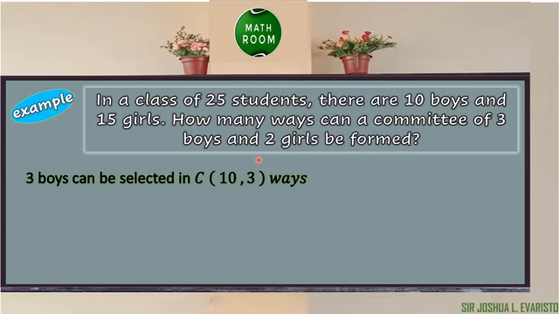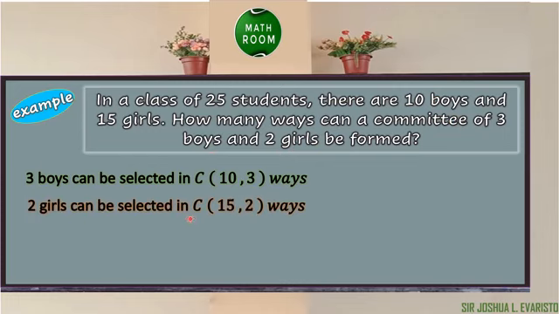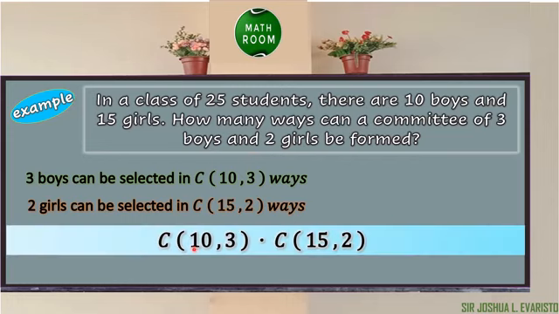So, 3 boys can be selected in combination of 10, 3 ways, since we have 10 boys and we're going to select 3 boys. Next, 2 girls can be selected in combination of 15, 2 ways, since we have 15 girls and we're going to select 2 girls. Using the fundamental counting principle, we can find the number of ways a committee can be formed using the combination of 10, 3 times the combination of 15, 2.